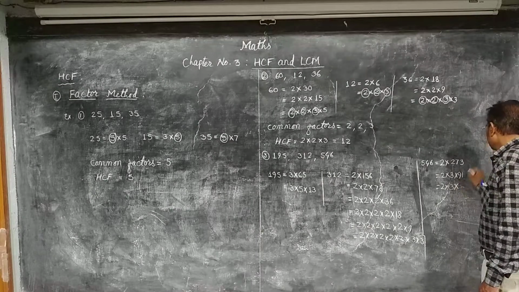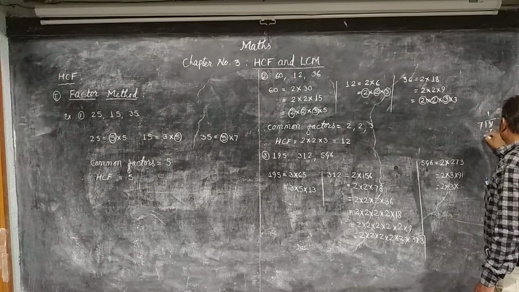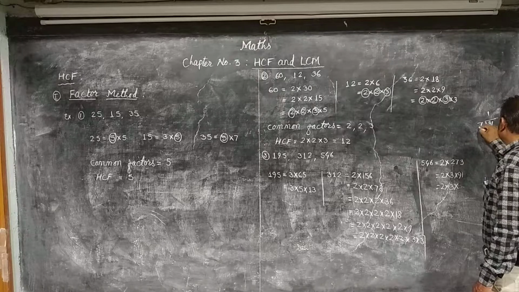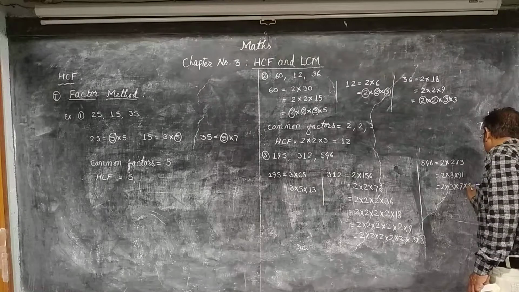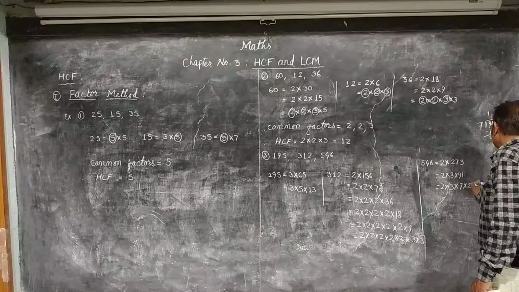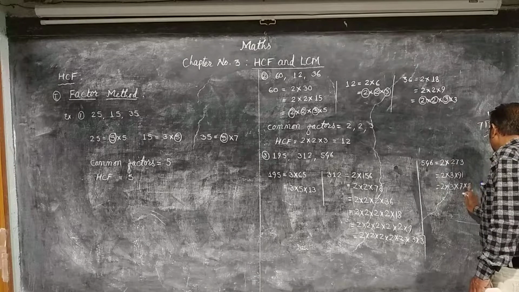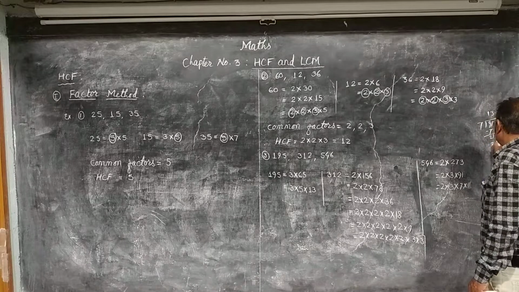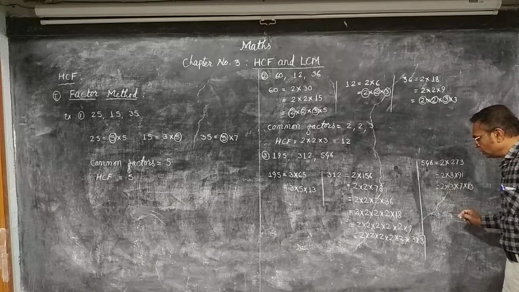Divide 91 by 7. 7 1s are 7. Carry 2, becomes 21. 7 3s are 21. 7 13s are 91. Okay. Now these are the prime numbers.